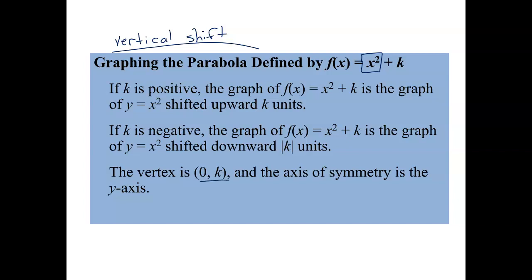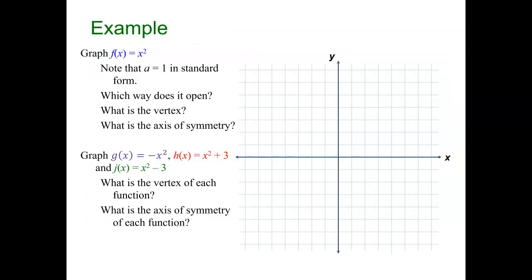Your vertex will also move. So we want to always track our vertex first, figure out where our vertex is, and then map some points around that afterwards. So our vertex is at 0, and then whatever that vertical shift is. The axis of symmetry isn't going to move, so it's going to stay on that y-axis no matter how much I move up or down, because that middle point isn't changing.